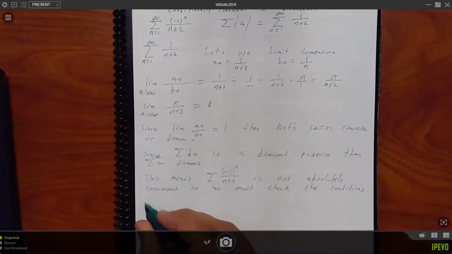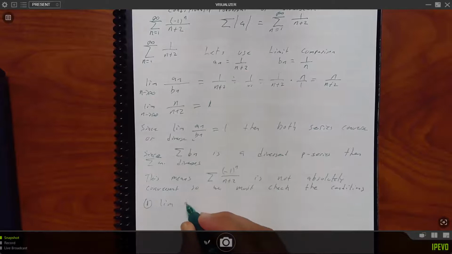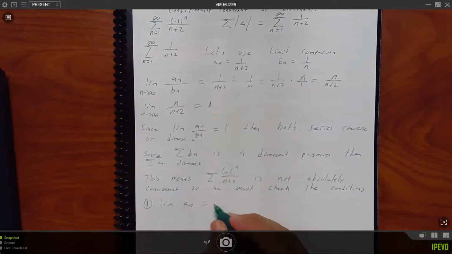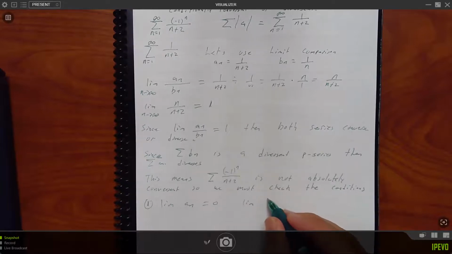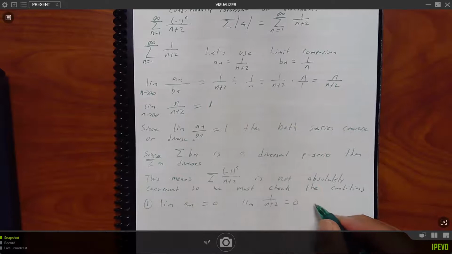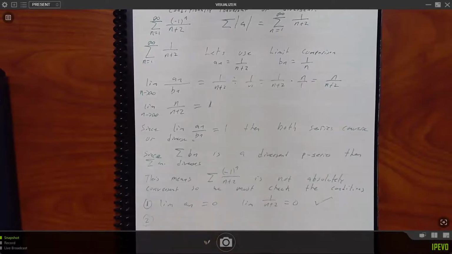So condition 1 is the limit of a sub n equal to 0. It is, right? Number 2, is it decreasing?